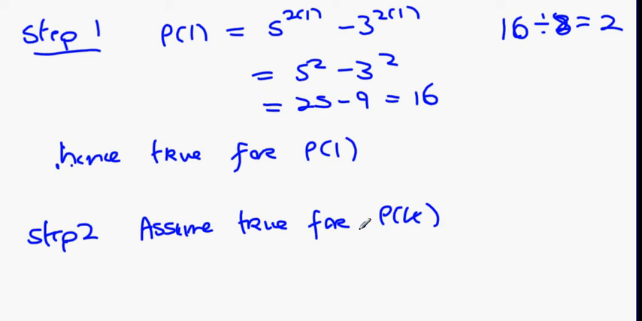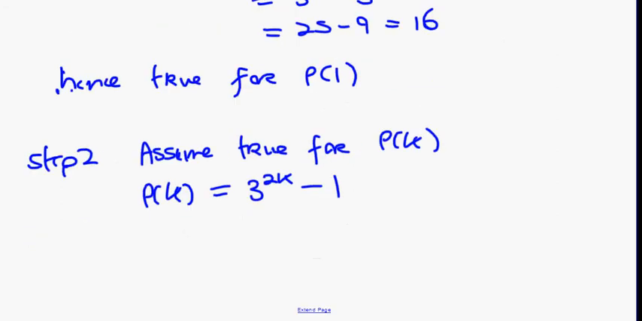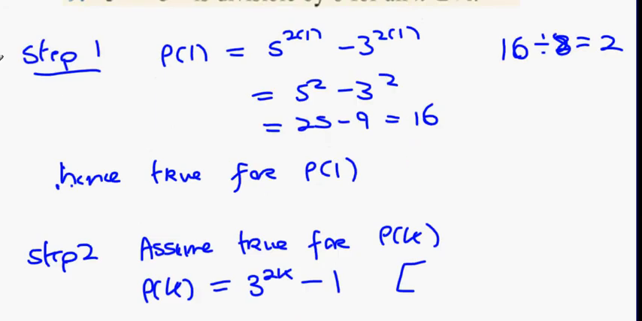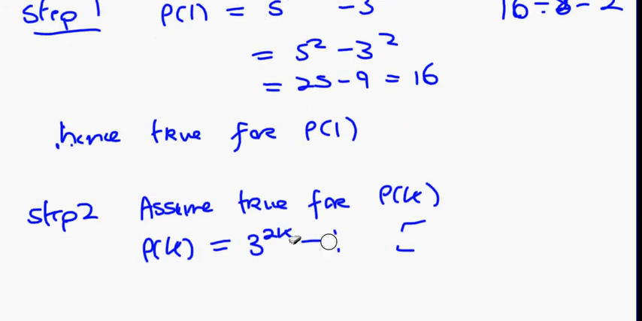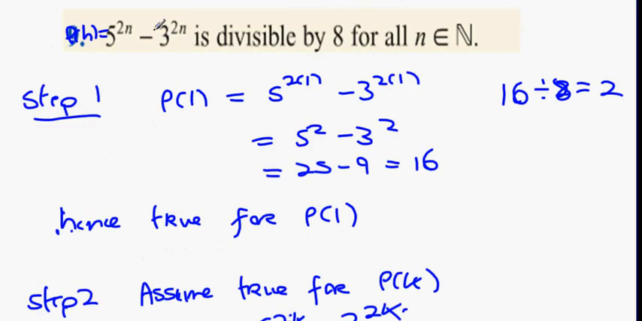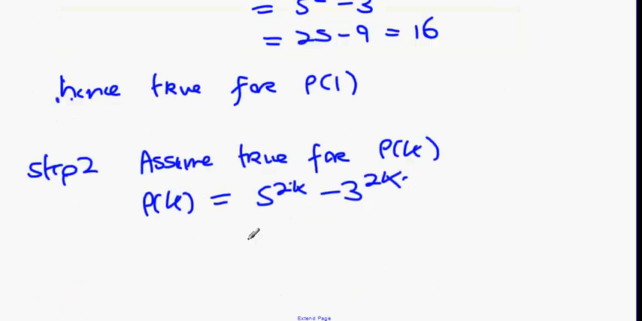Okay. Now, assuming true for P of k is going to be P of k ends up to be 3 to the power of 2k minus 1. Okay, and we're assuming that that's divisible by 8. Oh, sorry, excuse me, guys. I got my numbers mixed up this time. My questions mixed up. It's actually 5 to the power of 2k minus 3 to the power of 2k. As we can see here, replace n with k. And we're going to assume it's divisible by 8.